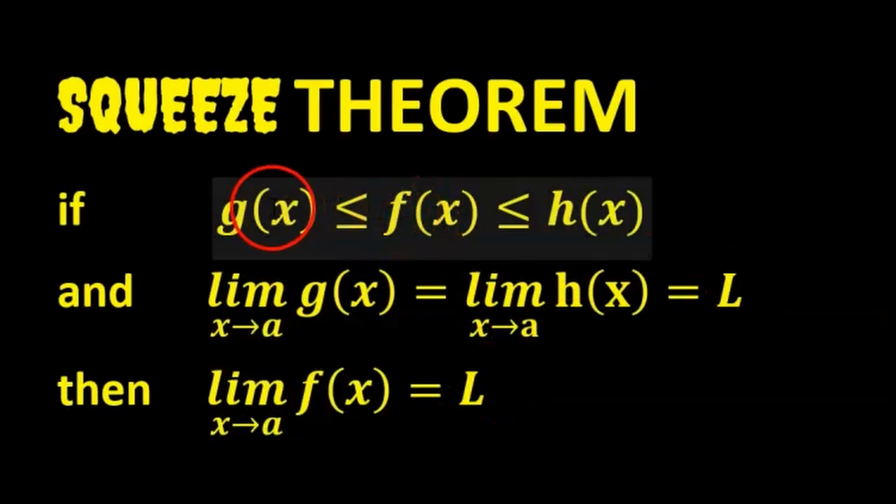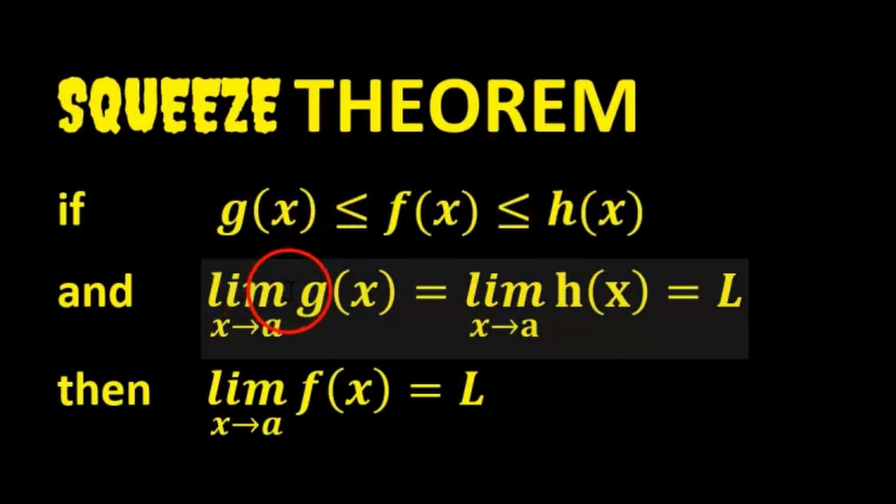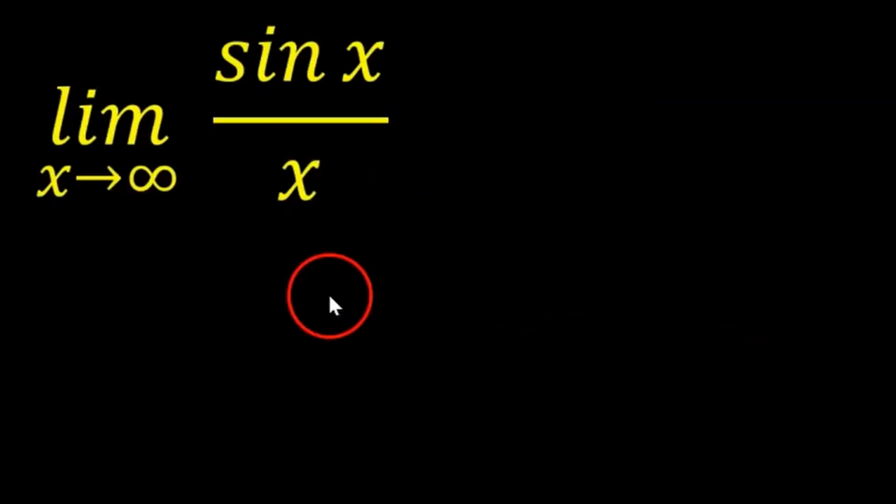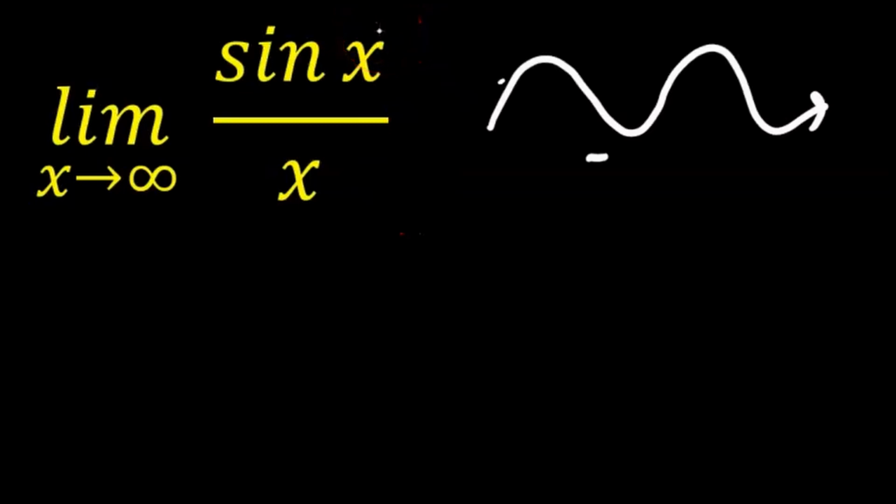Right? Because f has to be greater than or equal to g, and less than or equal to h. If the limits of g and h are the same, then the limit for f has to be the same as well. So we'll go back here. Sine of x, as you hopefully know, goes from negative 1 to positive 1. That's sine of x.